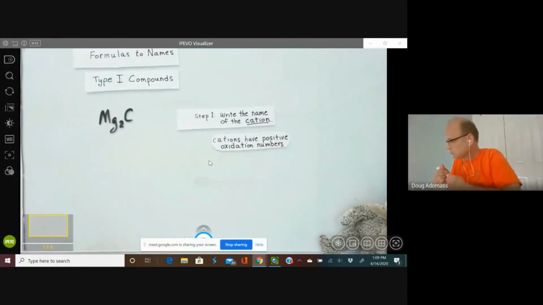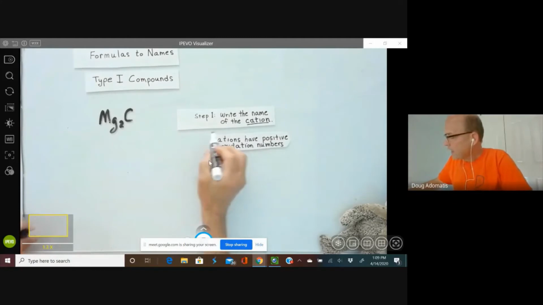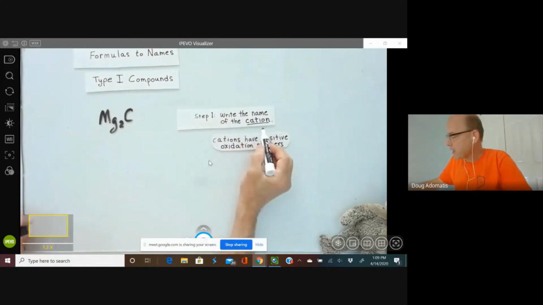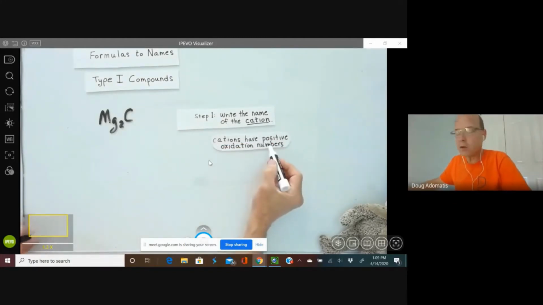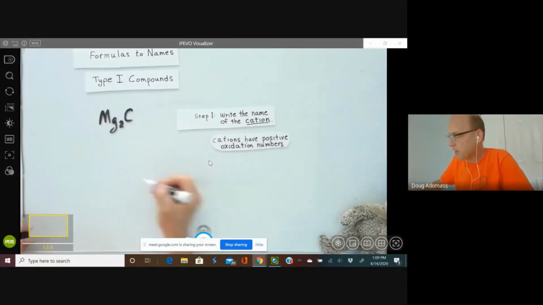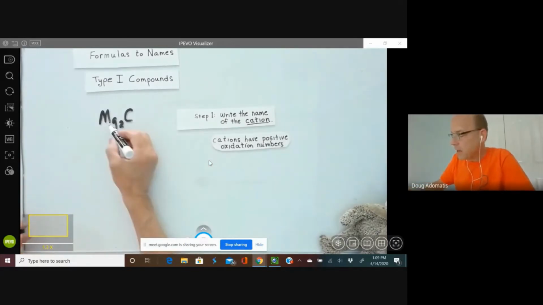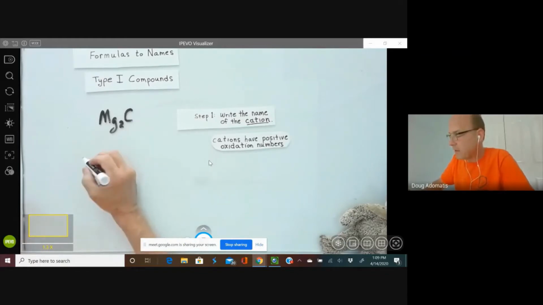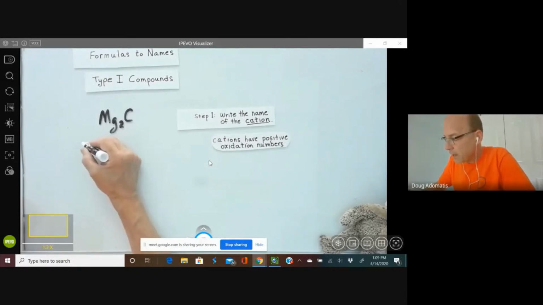So, write the name of the cation. Cations are positive. You can remember because cats have paws, right? Cations are positive. So the cation here is magnesium. It has a positive oxidation number of +2, but all you need to do is to write the name of the metal. That would be magnesium.